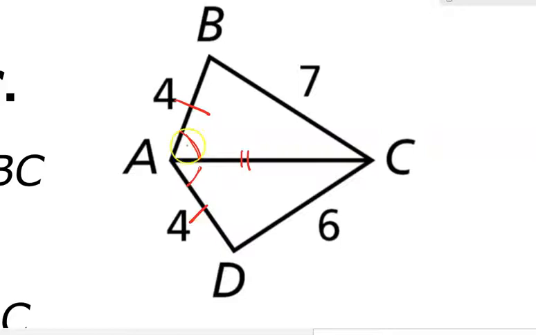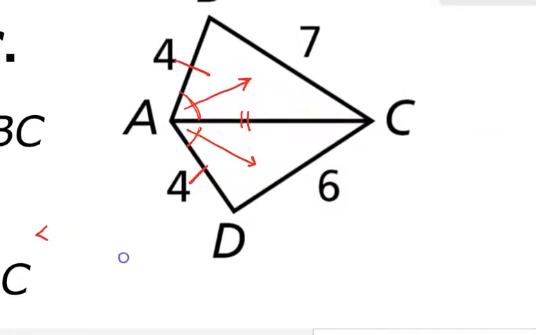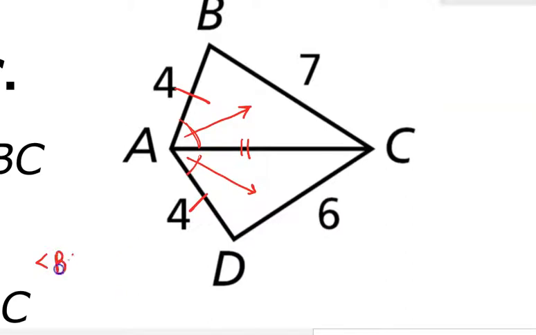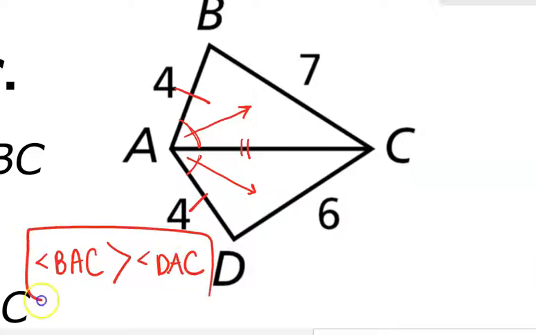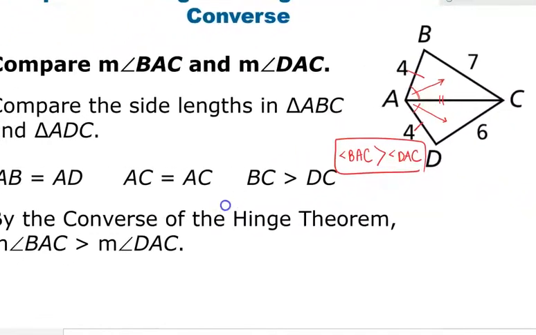Now we're going to compare these. Looking across from it, I have a 7 and I have a 6. So which angle is going to be bigger? Is it going to be the one with the 7 across from it or the one with the 6 across from it? The one with the 7 across from it. So I can say, let's see which angle this is, BAC is bigger than angle DAC. Okay, that's how we're going to compare those, and that's it. That's my answer. So you just compared them, and that's how you do it.